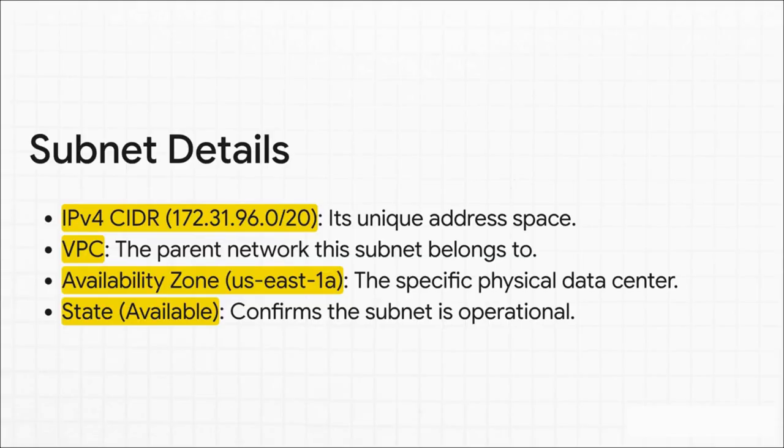That's a lot, but here's the thing. Probably the most important field on this screen is the availability zone. See that? US East 1A? That is not just some random label. That tells you this subnet physically exists in one specific data center. And grasping that one concept is the key to building resilient, high-availability apps. And yeah, state available just means it's ready to go.